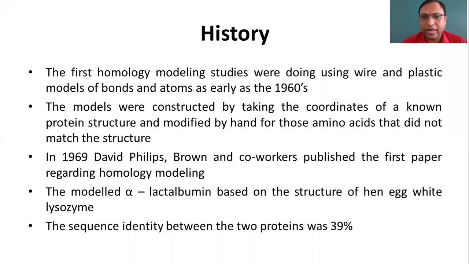So in 1969, David Phillips, Brown and co-workers published the first paper regarding homology modeling, and they modeled alpha-lactalbumin based on the structure of hen egg white lysozyme. So that was the first study which they did. The sequence identity between the two proteins was nearly 39%. At that time they made it manually and then they analyzed it.